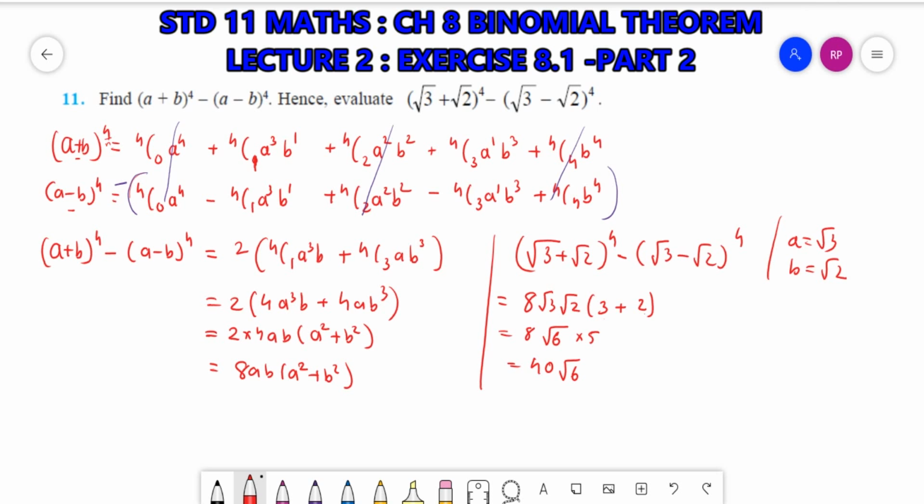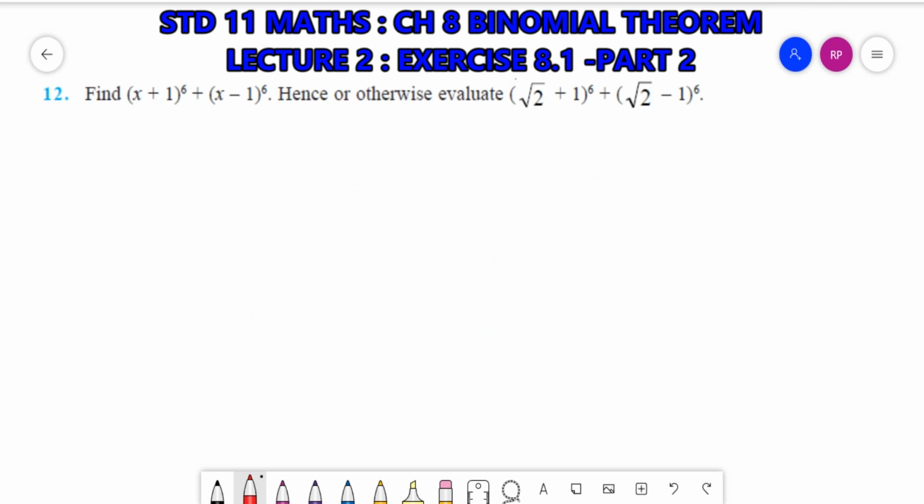Now let's move to the next, that is question number 12. Question number 12 is just similar to question 11, but here the power is 6. Find x plus 1 raised to 6 plus x minus 1 raised to 6, and evaluate root 2 plus 1 raised to 6 plus root 2 minus 1 raised to 6.